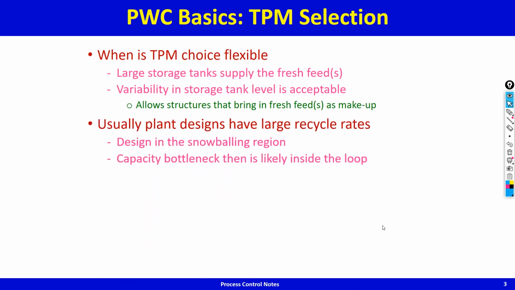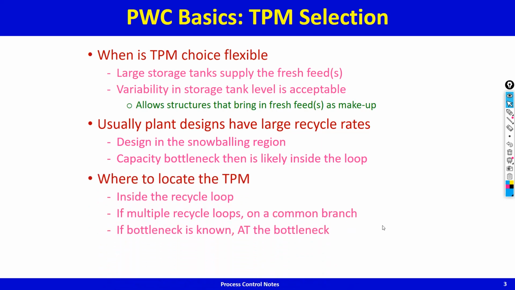Usually plant designs have large recycle rates for economic reasons, and so the design is almost always in the snowballing region. And when the design is in the snowballing region, you increase the production a little bit, the recycle rate increases a lot, and therefore the capacity bottleneck, the unit that reaches its processing limit, is usually inside the recycle loop, because the recycle flows blow up much faster than the flows outside the recycle loop because of snowballing, which we talked about earlier. So the capacity bottleneck is likely inside the recycle loop.